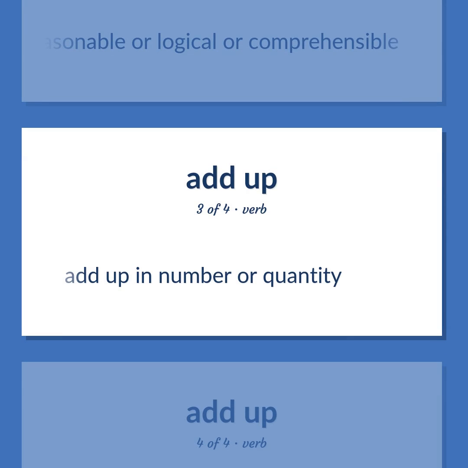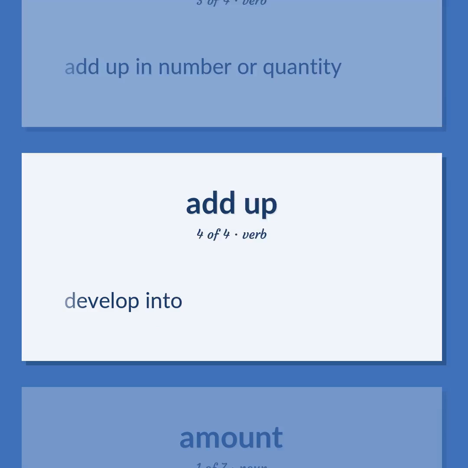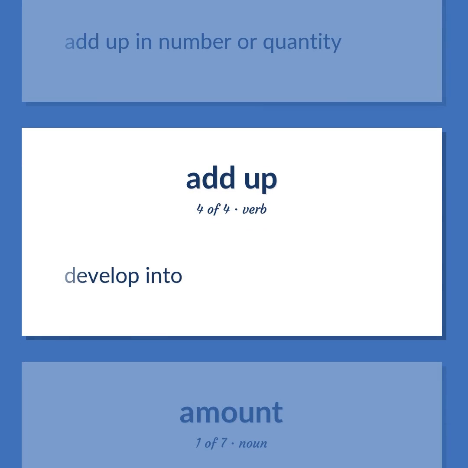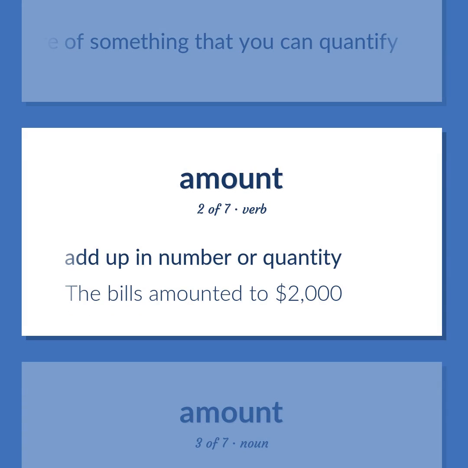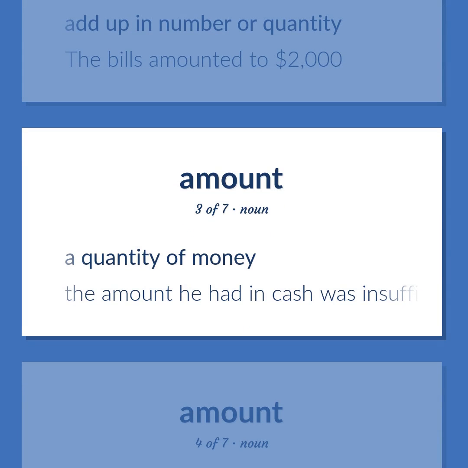Add up in number or quantity. Develop into. How much there is or how many there are of something that you can quantify. Add up in number or quantity. The bills amounted to $2,000. A quantity of money. The amount he had in cash was insufficient.